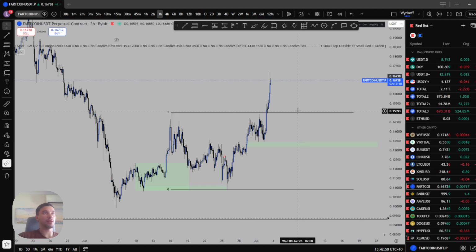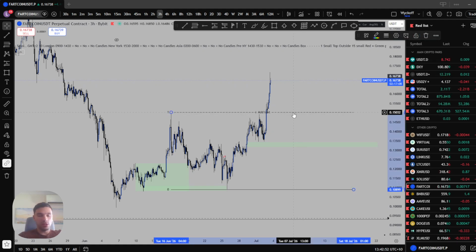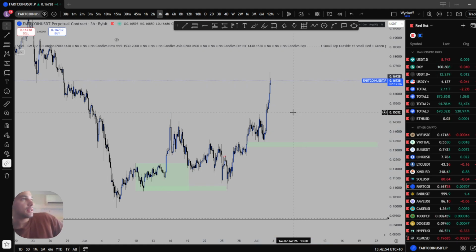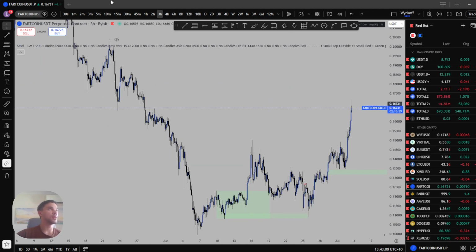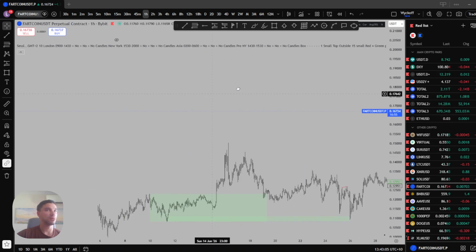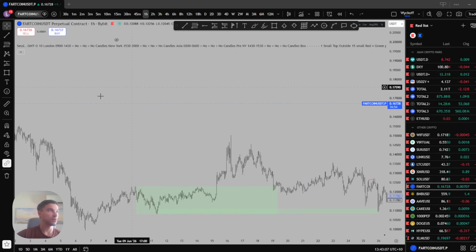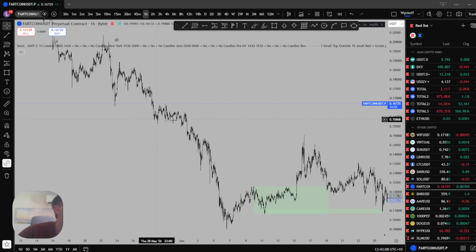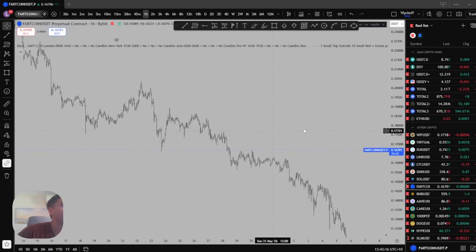Well, another invalid range here. Palm through supply. Mitigated. Not really mitigated.